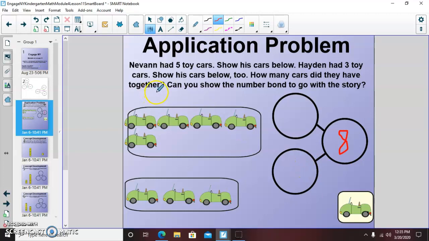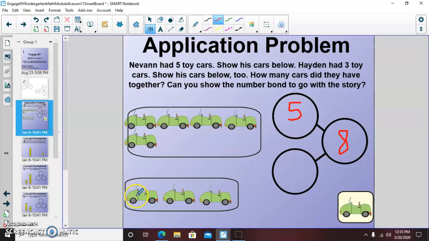Now we have to figure out our 2 parts. So Navan has some cars and Hayden has some cars. So let's count Navan's cars first. 1, 2, 3, 4, 5. That's one of our parts. Can you go ahead and fill in one of your parts on your number bond? Very good. And then our other part will be Hayden's cars.